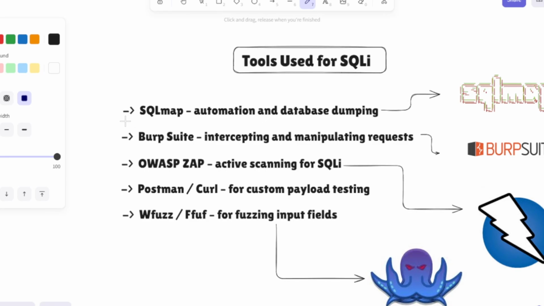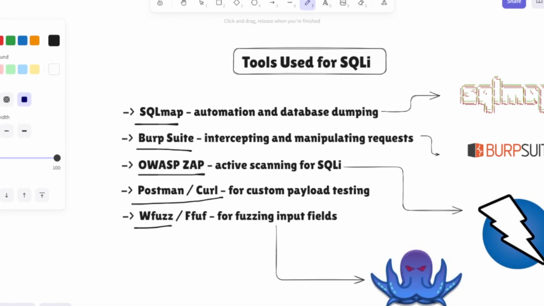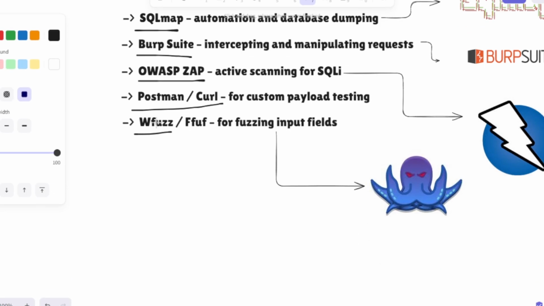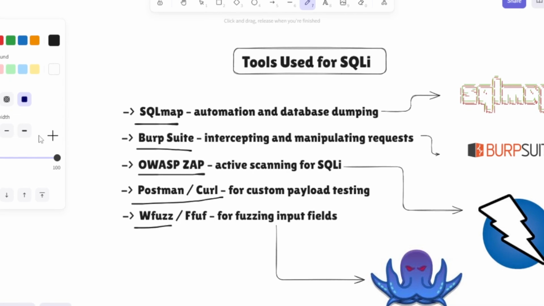Ethical hackers use various tools to detect and exploit SQLi. Tools include SQLmap, automation and database dumping; Burp Suite, intercepting and manipulating requests; OWASP ZAP, active scanning for SQLi; Postman or curl for custom payload testing; Wfuzz or ffuf for fuzzing input fields. These tools are easy to learn and used in bug bounty, pen testing, and even red teaming.